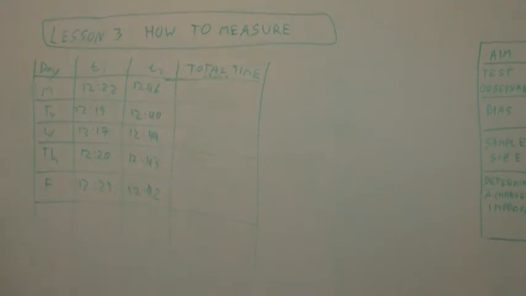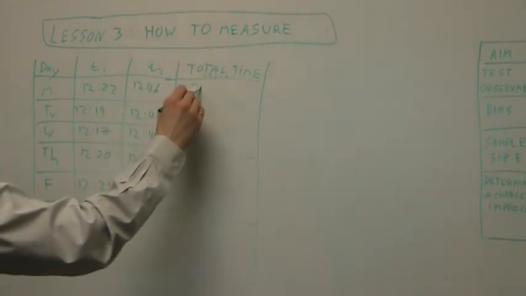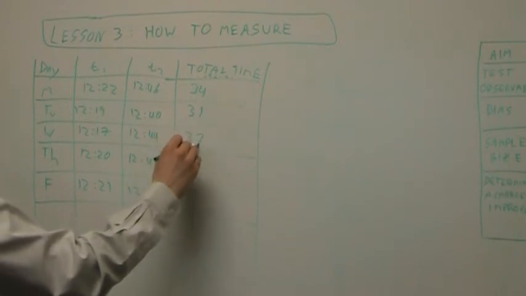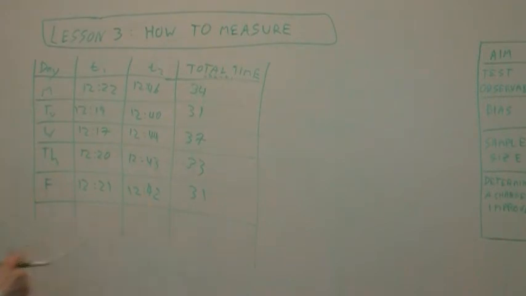So we calculate the total time by subtracting 22 from 46, and we get 34 minutes. And then continuing down, we get 31, 37, 33, and 31 minutes. So in the next lesson, we will take this exact table and show you what to do from there. In the meantime, what if we are trying to measure something other than a process? So the time it takes to complete a process isn't what we're looking at.